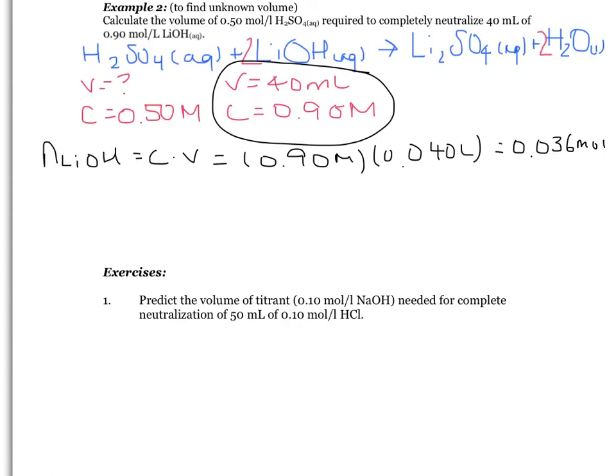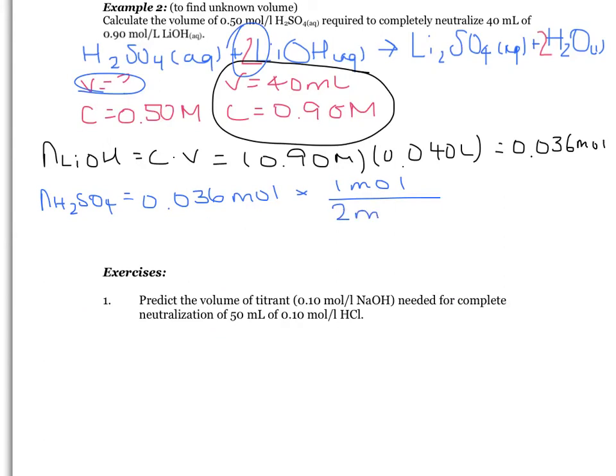We can then find the number of moles of sulfuric acid using our mole ratio. We have the number of moles given times the coefficient required. We're required to find the volume of sulfuric acid. That has a coefficient of 1. And we were given enough information about lithium hydroxide, and that has a coefficient of 2, to give us 0.018 moles of sulfuric acid.